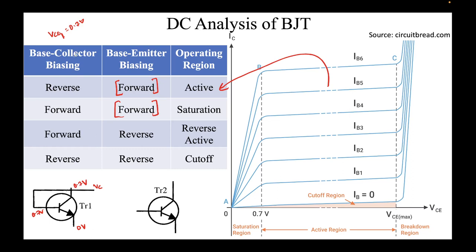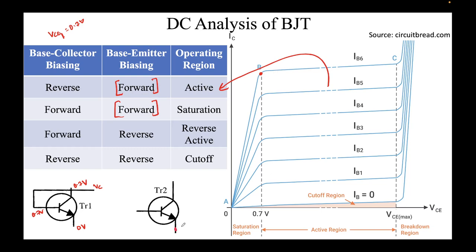And we need to identify the base collector biasing. You can see these are shorted, right? They're neither reverse nor forward for this transistor. This means you are exactly at this point B. This is also, by the way, known as the knee, because you can see that this curve is shaped like a knee. So transistor 1 is neither in active nor in saturation. But for the sake of simplicity, we can assume it to be in the active region because it's at the junction of it. We can assume it to be anywhere. For the sake of simplicity, we assume it to be in the active region over here.